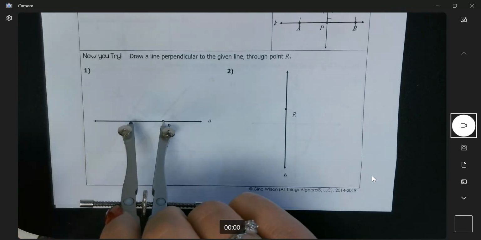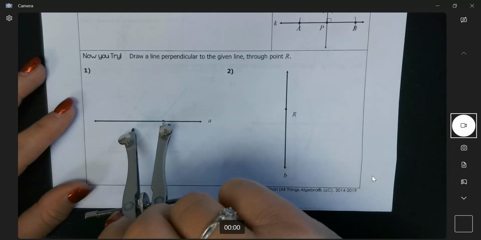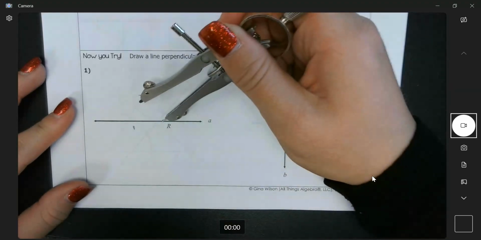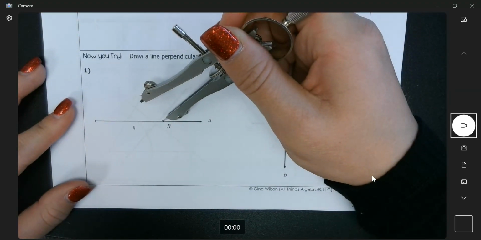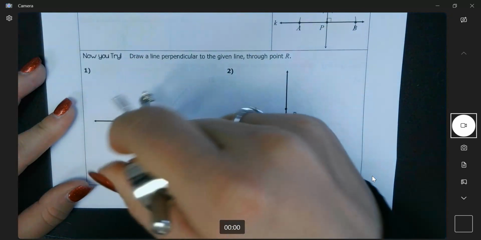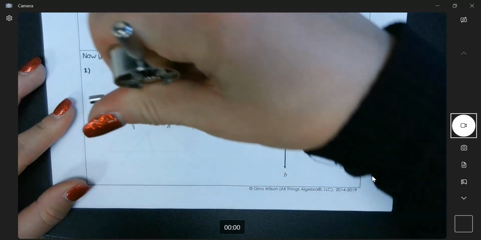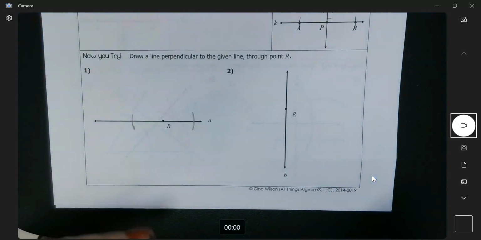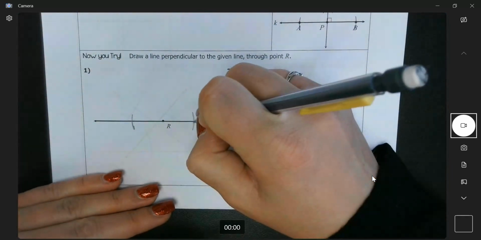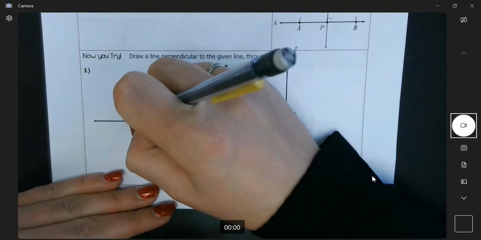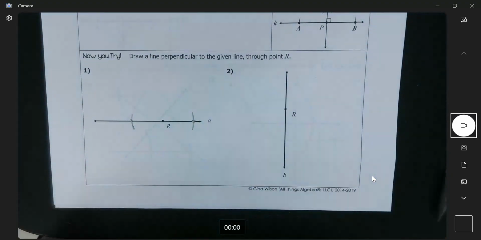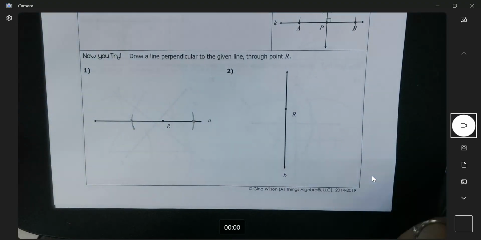So once I have that correct width, I'm going to just make an arc on each side of the line. So I'm going to do one there. It could be a small one, doesn't have to be big. And one here, just so I can see where that intersection point is. And I'm just personally going to highlight these intersection points. And then now you're going to do the bisector steps just like we did before.